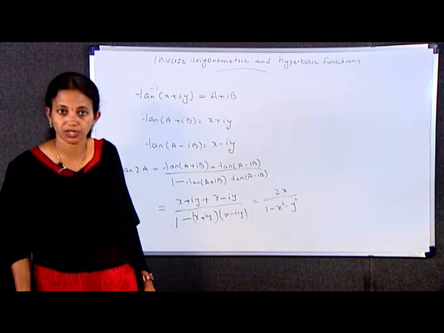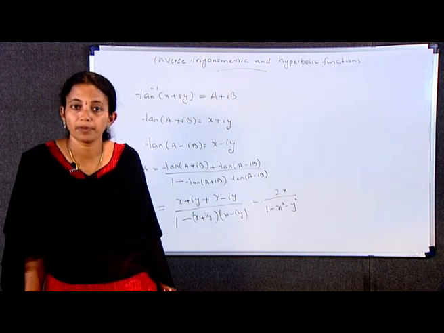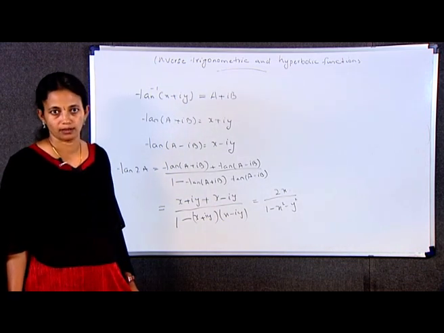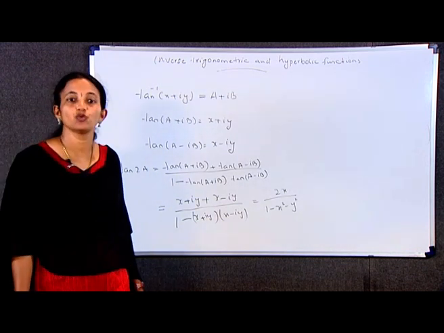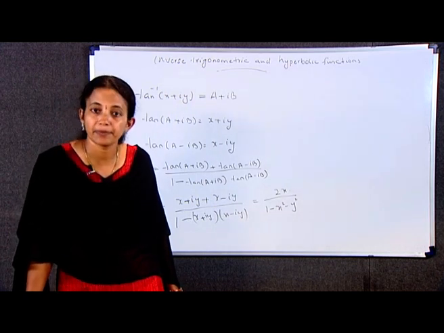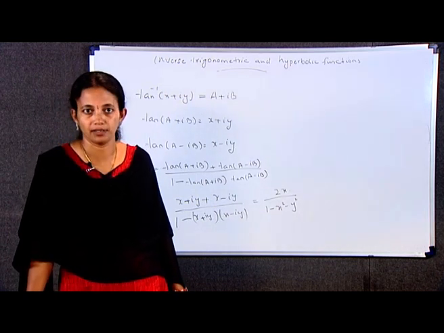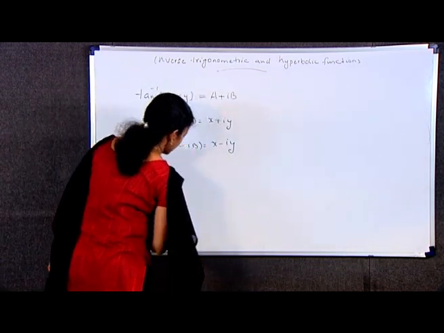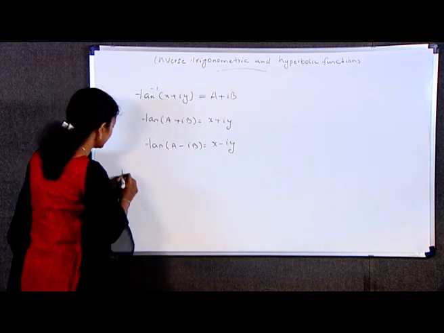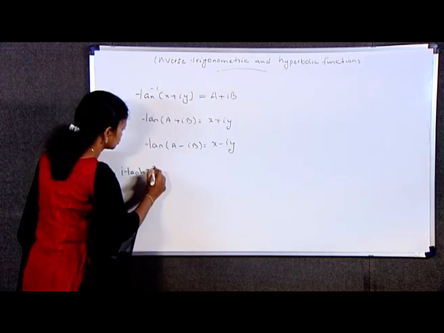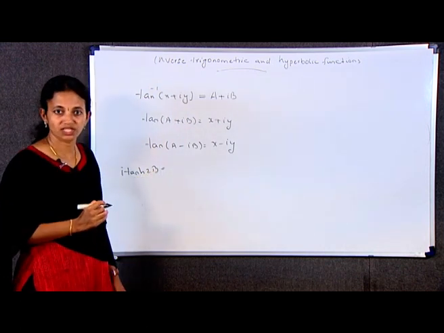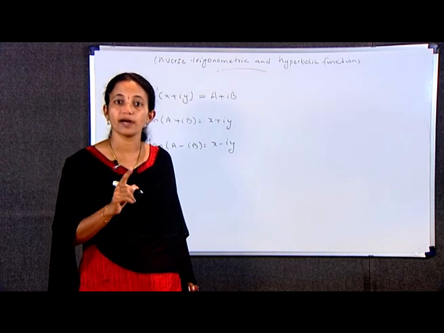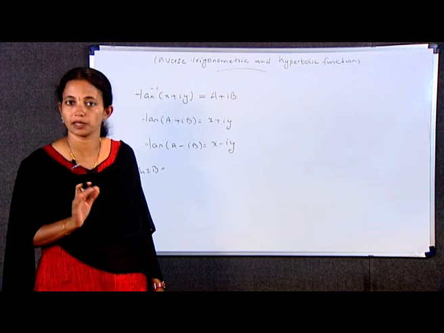Real part of the given expression, a is equal to 1 by 2 tan inverse of 2x by 1 minus x square minus y square. Similarly, tanh of 2b is equal to tan(a+ib) minus tan(a-ib) by 1 plus tan(a+ib) into tan(a-ib).